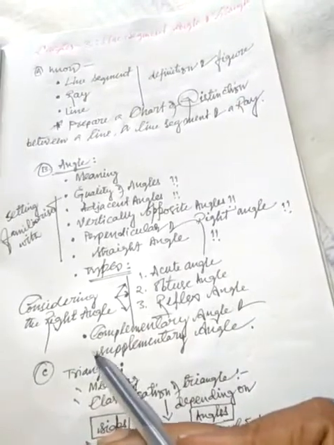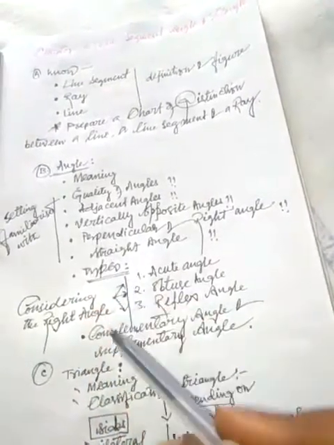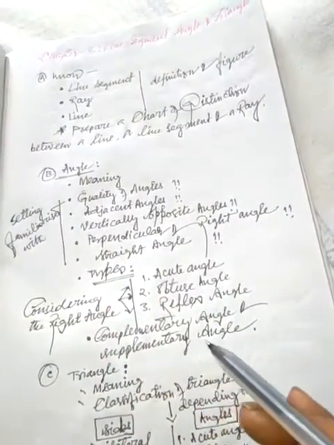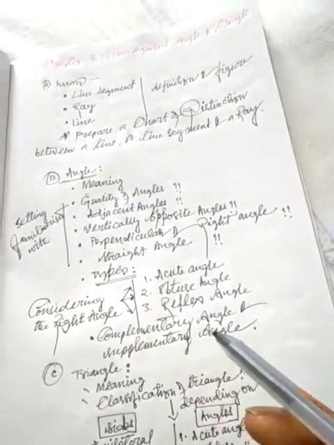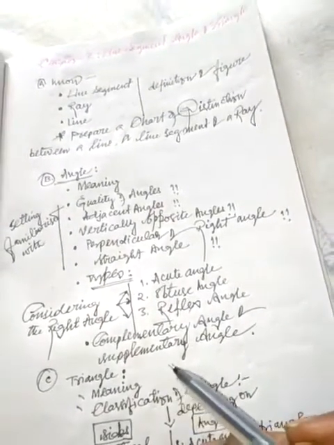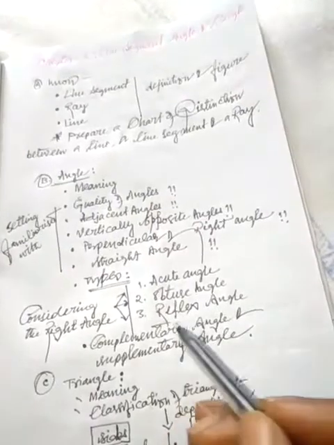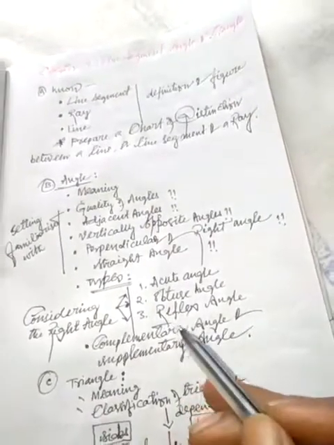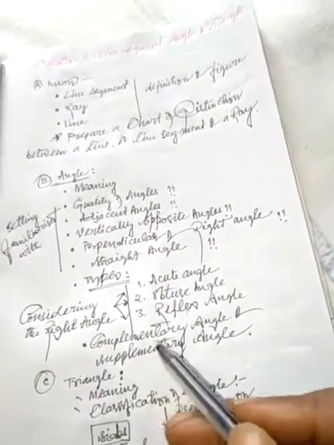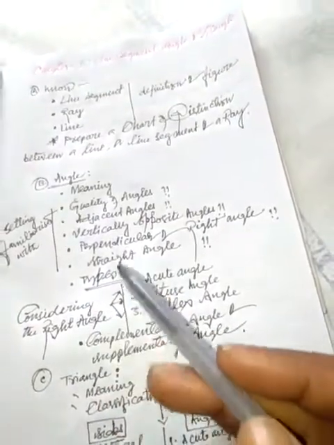Now the last subtopic of the topic angle is the complementary angle and the supplementary angle. So what is a complementary angle and what is a supplementary angle, and we need to take both these situations in case of an angle.